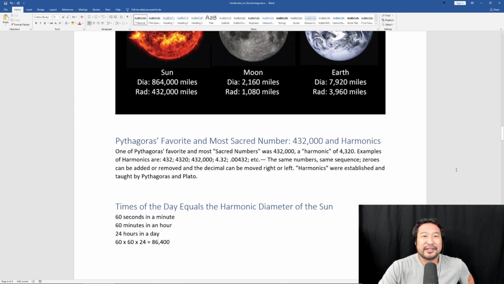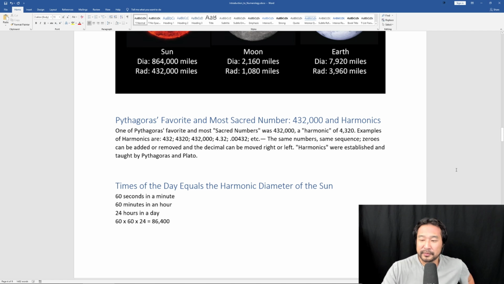Now, here's a good one. This is from some other place, but you'll see that the sun has a radius of 432,000 miles. Well, if you study Pythagoras, his favorite and most sacred number is 432,000. He considered that his favorite and most sacred number. Now, a harmonic of 4,320 is 432,000.